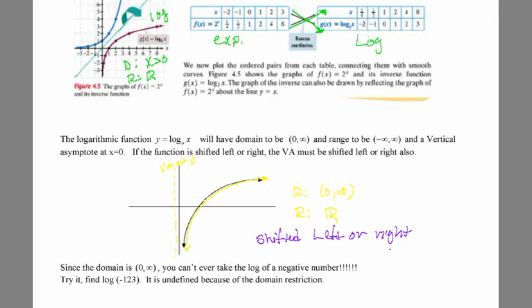we have to shift the vertical asymptote left or right. So if there's a left or right shift, we have to also shift the vertical asymptote left or right. So we have to pick that up from our function. Just another note, can't take the log of a negative number. We tried it earlier, saw that we had a problem.